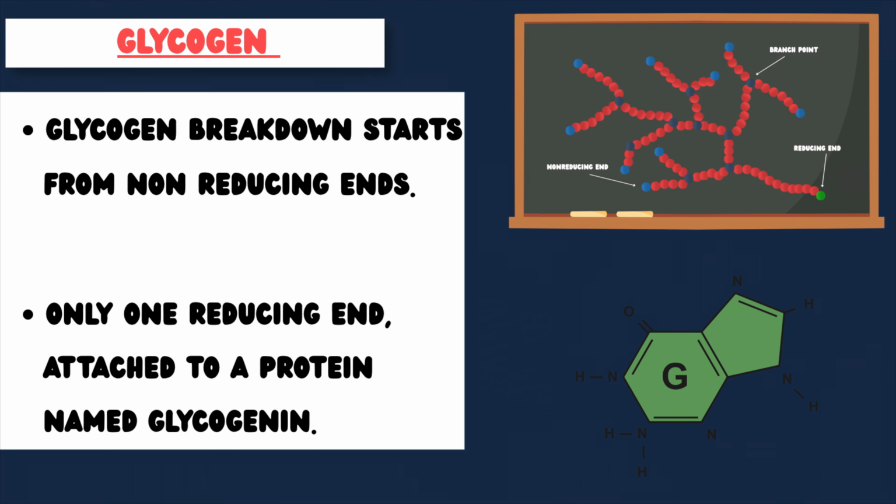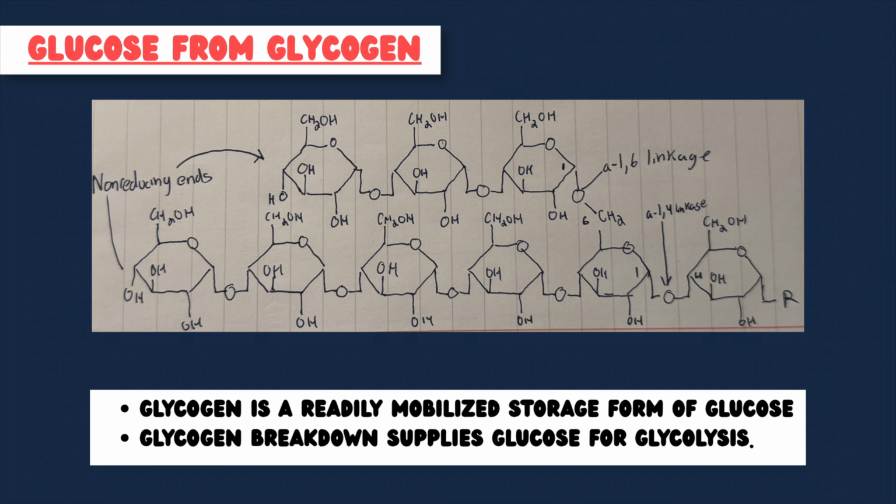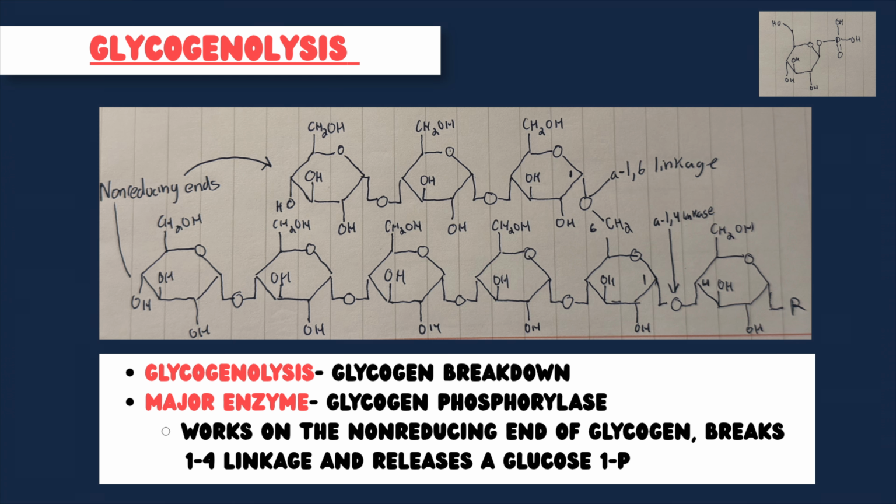So glycogen breakdown starts from the non-reducing ends, and glycogen only has one reducing end. And attached to this one reducing end is a protein named glycogenin. So just to review before we move on, glycogen is a readily mobilized storage form of glucose, and glycogen breakdown supplies glucose for glycolysis. So now we're ready to move on to glycogen breakdown, or glycogenolysis.